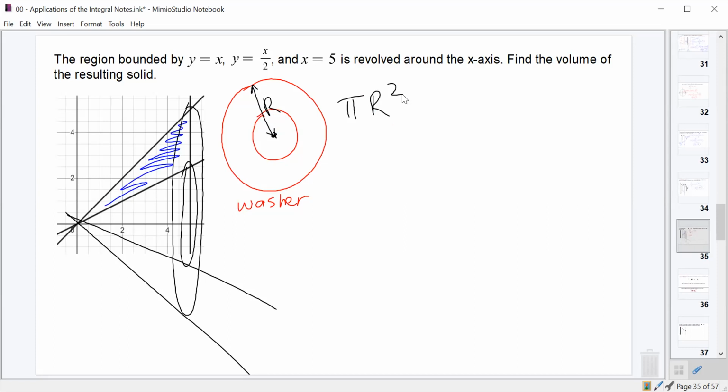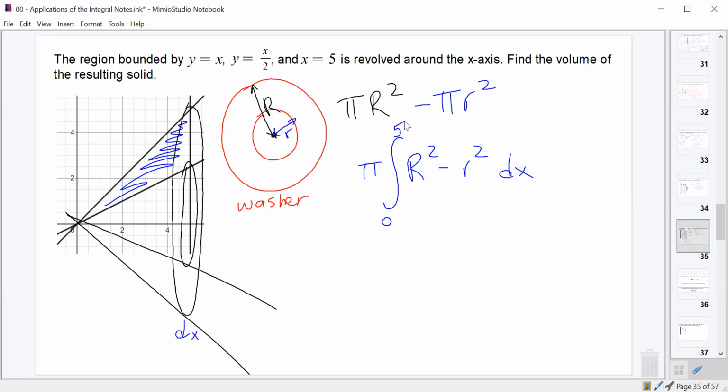And then we need to subtract from that the area of the inner circle, pi times the little radius squared. Or effectively, we're just going to do pi times the integral of the outer radius squared minus the inner radius squared dx, because the thickness of this is dx. And in this case, from 0 to 5. And so we just need to figure out the values of big R and little r.